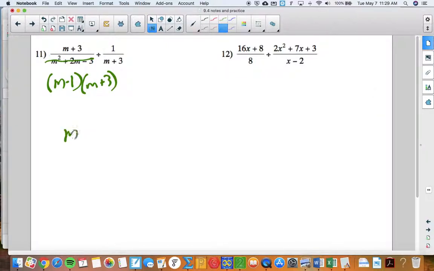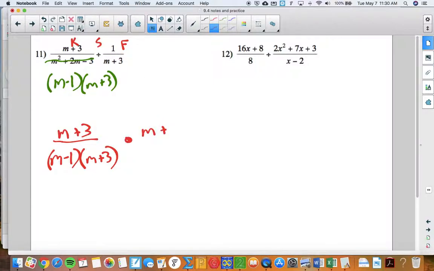So now let's keep the first fraction as it is. Let me change colors from what I had just factored. So my first fraction is m plus 3 divided by m minus 1 times m plus 3. That's keeping the first fraction as it is, although I did factor the first fraction. Now switch the division to multiplication, and now flip or reciprocal the second fraction. So the m plus 3 goes on top, the 1 goes on the bottom.